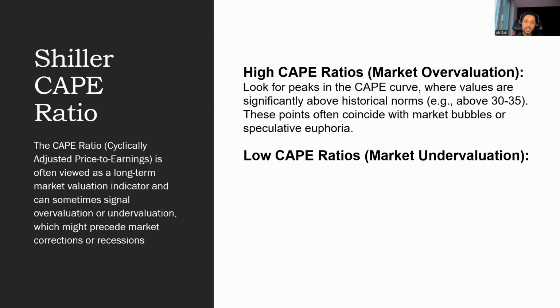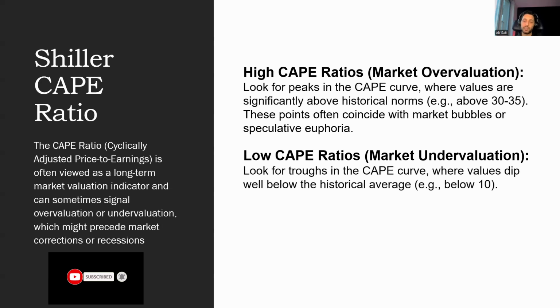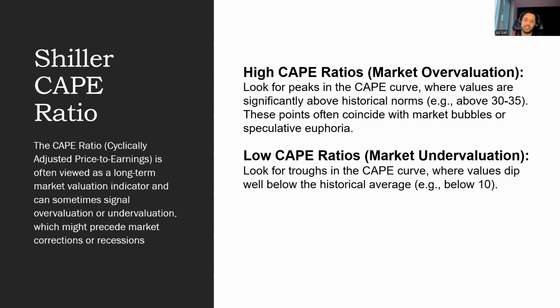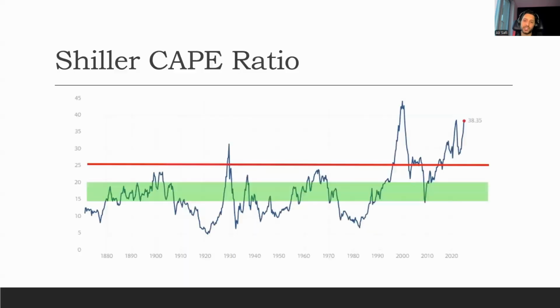A low CAPE ratio usually happens during a market recession, when the market is undervalued, right? So it's going to be below 10. But below 10 is often very, very hard to get. Usually at 10, 15, I would buy. All right. So at the 10, 15 level, I would buy, and that's going to be an opportunity. Where are we now? If you just look at this, this is 10, 15, 20. So when we are getting above 25, everyone needs to be careful.